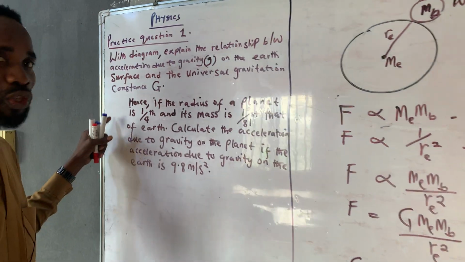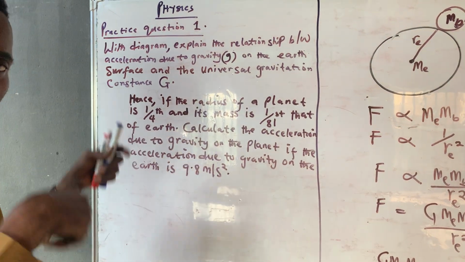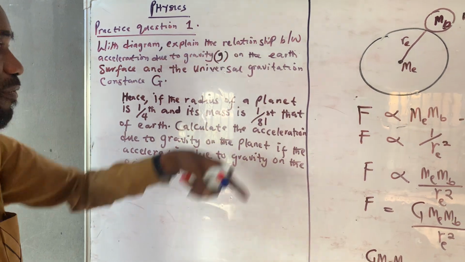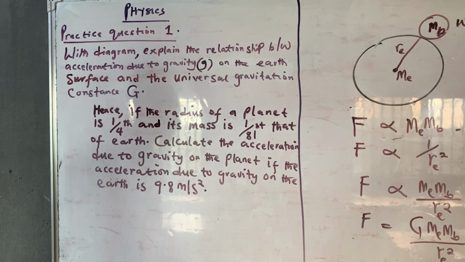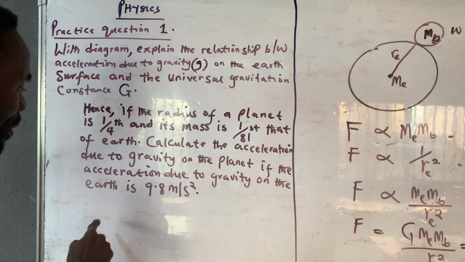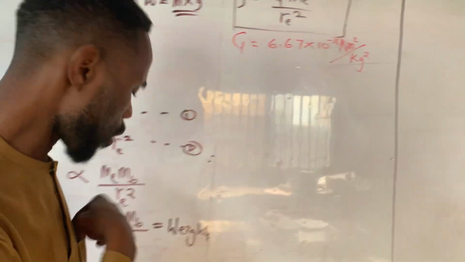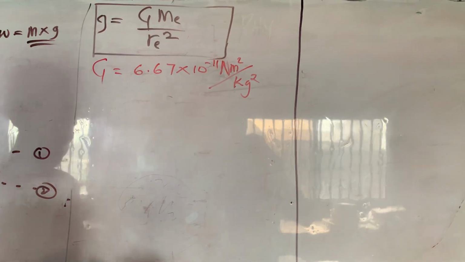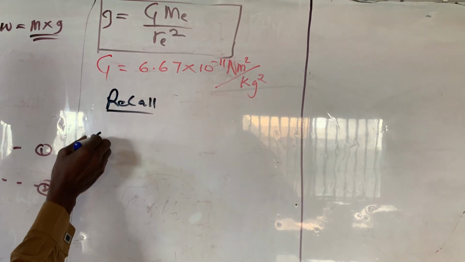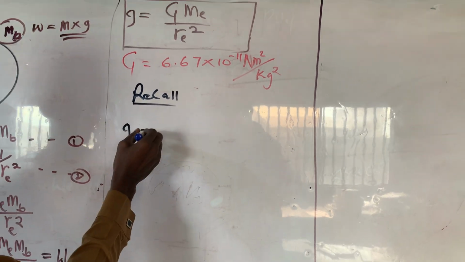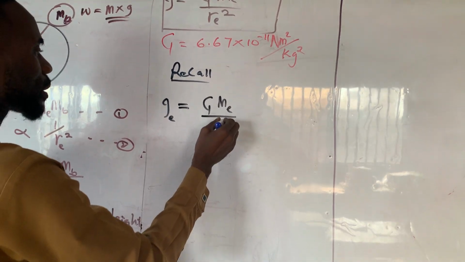However, we still have a question to solve here. If the radius of a planet is 1/4 and its mass is 1/81st that of the Earth, we should calculate the acceleration due to gravity on the planet, if the acceleration due to gravity on the Earth's surface is 9.8 meters per second squared. How do we solve that? Now let's go on to solve that problem. We should recall that acceleration due to gravity on the surface of the Earth is equal to G times mass of the Earth, all over radius of the Earth squared.